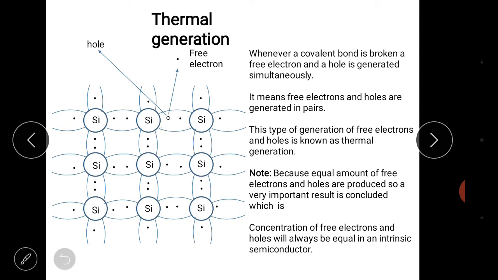Whenever a covalent bond is broken, a free electron and a hole are generated simultaneously. This simultaneously point is very important. It means free electrons and holes are generated in pairs. This type of generation of free electrons and holes is known as thermal generation. An important note: because equal amounts of free electrons and holes are produced, a very important result is concluded, which is that the concentration of free electrons and holes will always be equal in an intrinsic semiconductor.